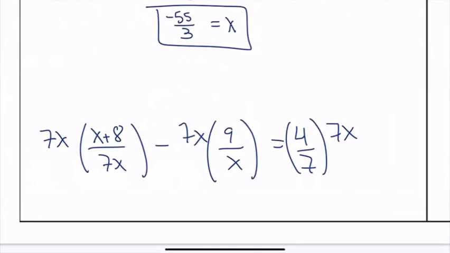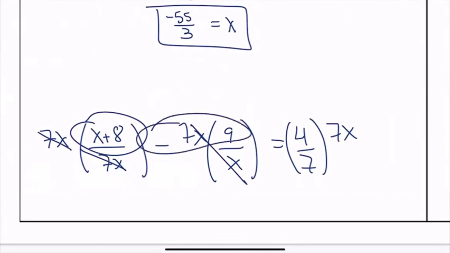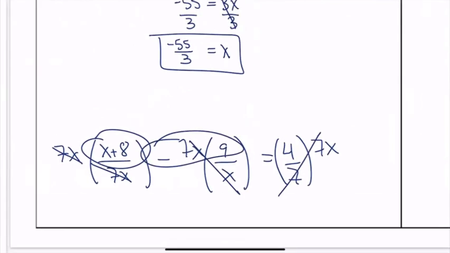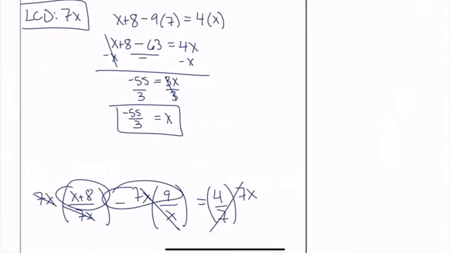Here's what it looks like that we're doing. So these cancel, that's how I got the x plus 8. These x's cancel, that's how I got negative 9 times 7. And then these 7's cancel, that's how I got 4x. That's how I got to right here. I just crossed out what did cross out. Remember, if you have anything on the top and the bottom, I can cancel out and make 1. And that's what was left over.